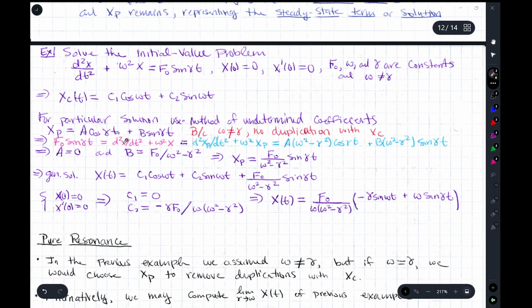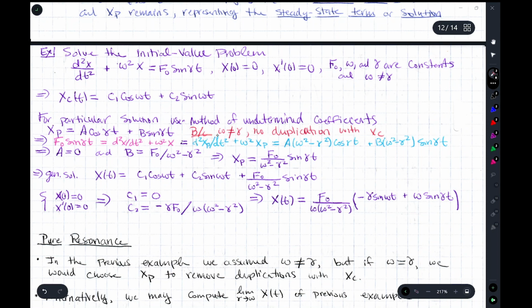It'll drive the system despite starting from equilibrium position and at rest. We're going to assume that omega is not equal to gamma, which is the frequency of the driving term, the driving force. Doing what we've done plenty of times at this point, getting the associated homogeneous equation, getting the complementary function. Here goes your complementary function. For a particular solution, we're going to use the method of undetermined coefficients, and we're going to assume this form.